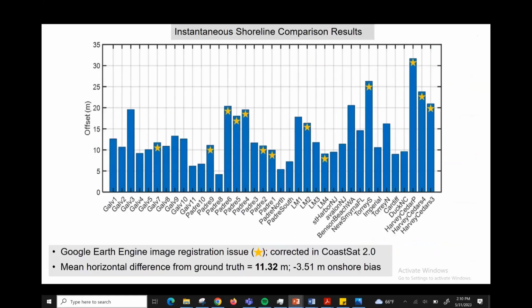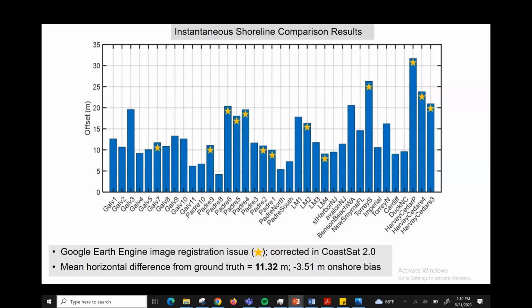So if we discard the sites that have this issue, unfortunately, it was a fair amount of them. They're starred here on this plot, but this is a summary of our accuracies for all sites. So on the y-axis, we have our offset from the ground truth, or that's the mean horizontal difference from our ground truth. And then we have our sites across the x-axis.